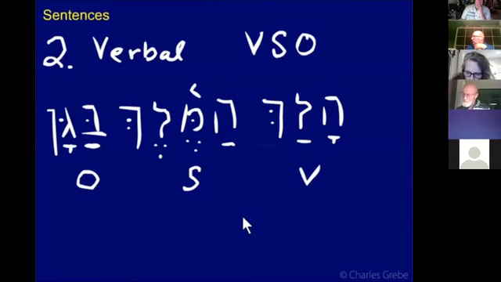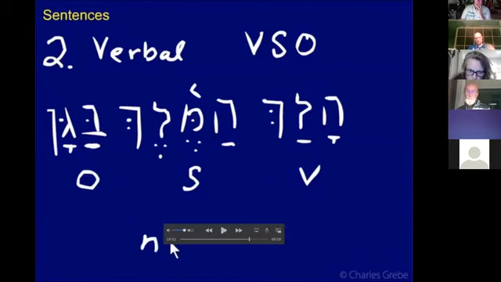Now, if you have some knowledge of Greek or German or Russian, some other languages, they will have case endings. There are no case endings in Hebrew, at least.